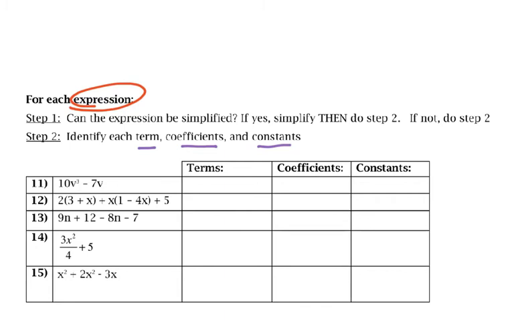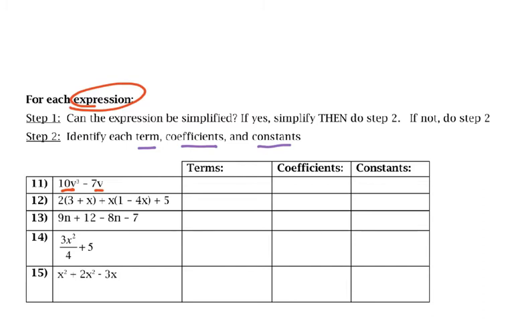So let's start with number 11. It says 10v to the third minus 7v. So the first question is, can it be simplified? If you are subtracting, which we are, you must have like terms. So are these like terms? So you can go back to the previous section and see if those would be like terms. So think of my apple and apple pie example. They're not like terms, so I cannot subtract them.